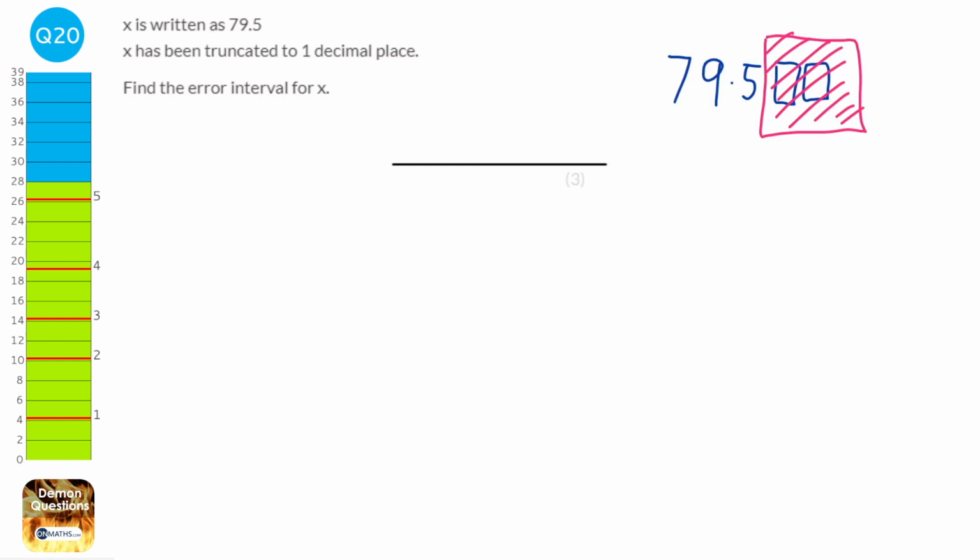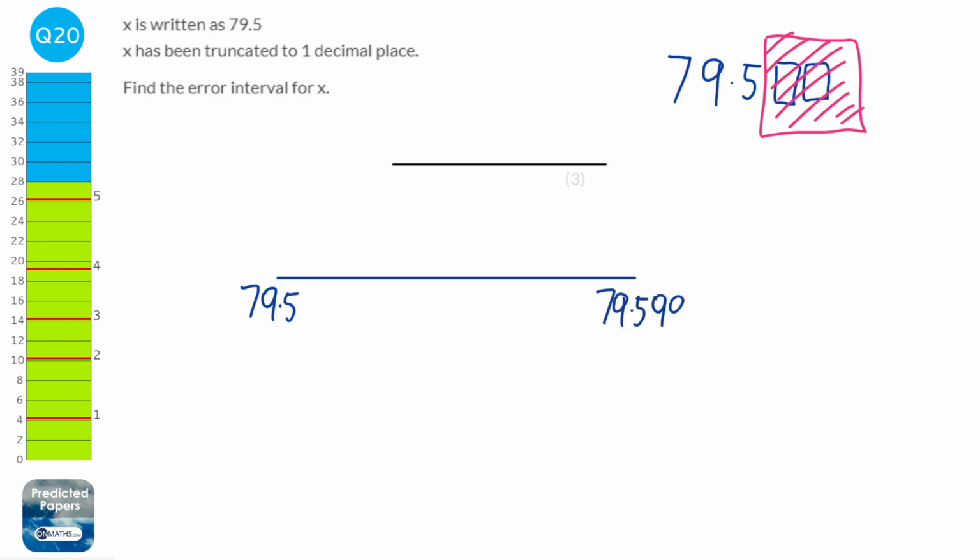So the smallest number it could be before it was cut off is 79.500000. The largest number it could have been, well, it could have been 79.5999, etc. So that's the largest it could have been. So to do our error interval, well, the smallest it could have been is 79.5, and we'll call this x.